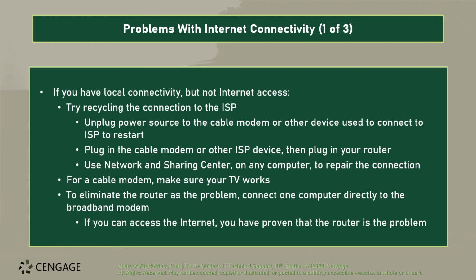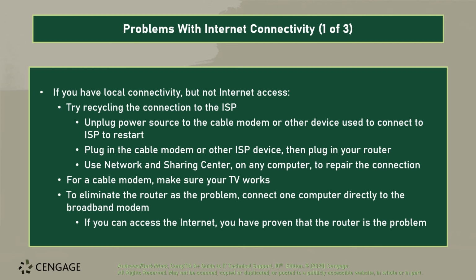If you have local connectivity but not internet access, try recycling your connection to your ISP. What I like to do is turn everything off. I turn off my PC, I turn off my router, I turn off my modem. Once that's turned off, I'll turn on the modem first. I'll give that a little bit to connect. Then I'll turn on my router. Then I'll turn on my device.